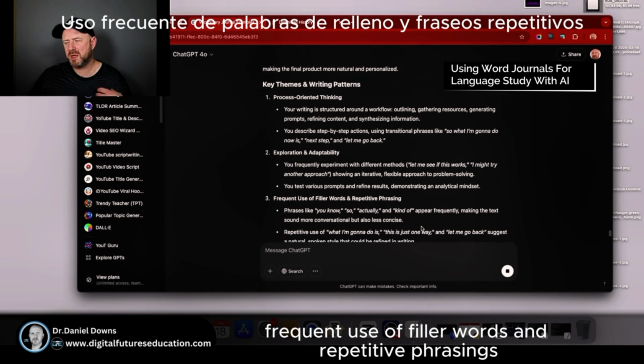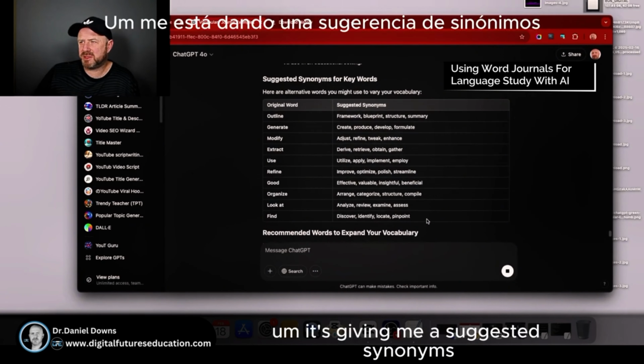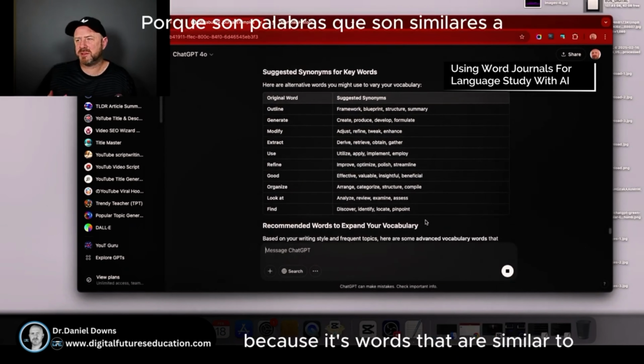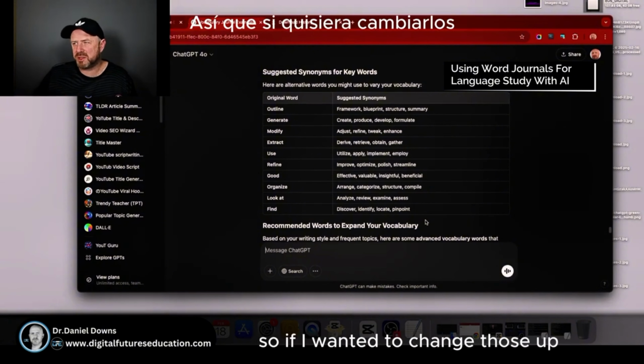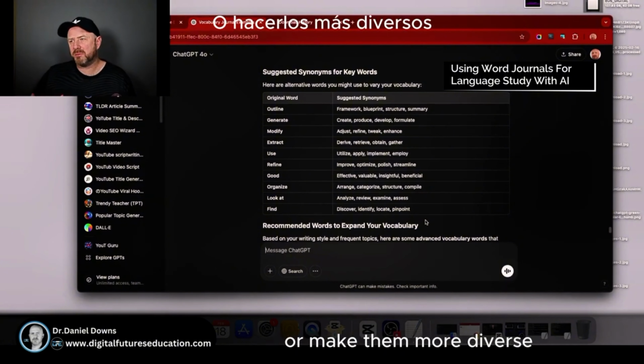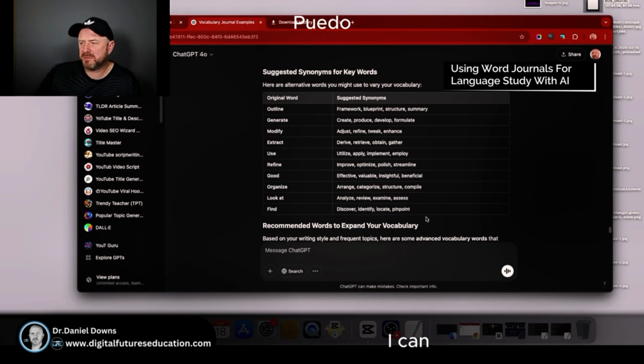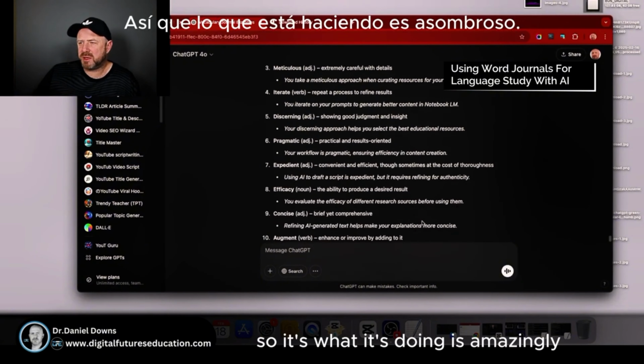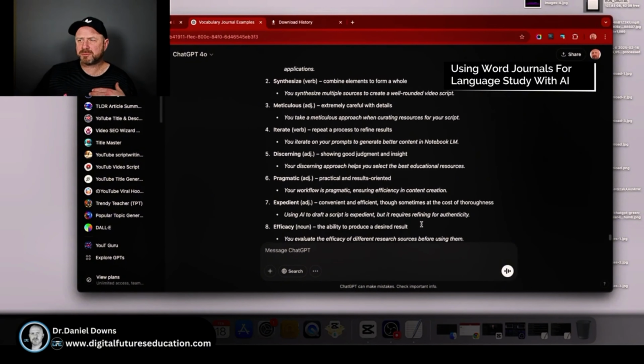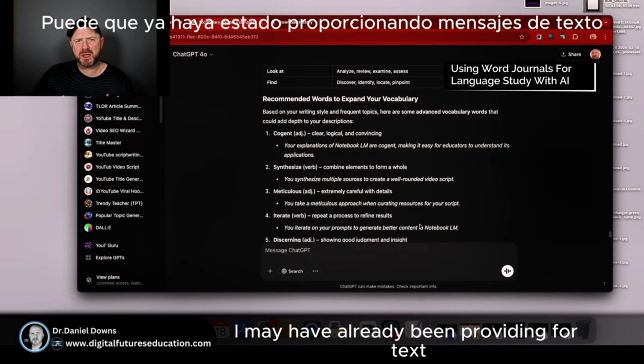Focus on teaching and application, because the topic is learning about a specific tool and what it can be used for. It's giving me suggested synonyms, which is very handy because they're words that are similar to the ones I'm using. So if I wanted to change those up or make them more diverse, I can. And then to expand my vocabulary, there are some additional words. Amazingly, it's taking what I may have already been providing as text and expanding it: words that could expand my vocabulary, suggested synonyms, key themes, which is important, and a summary.